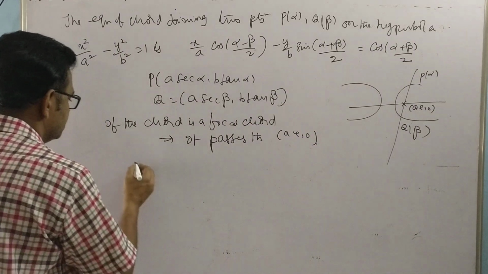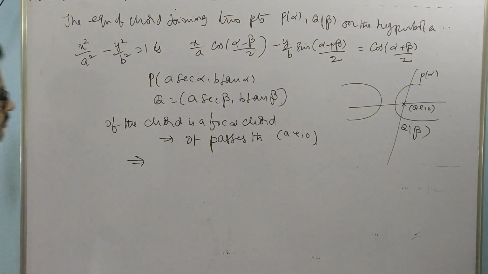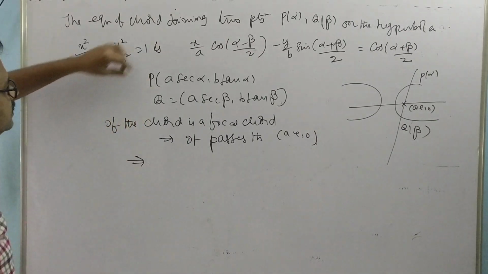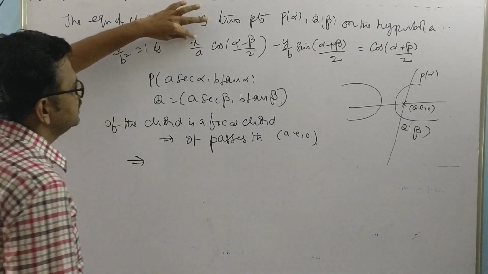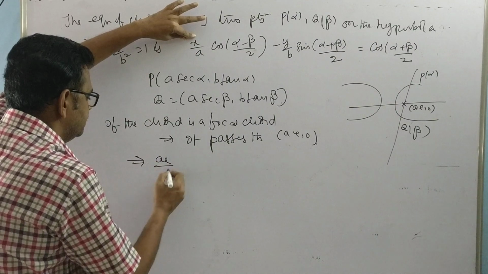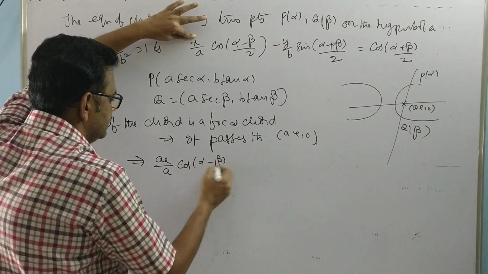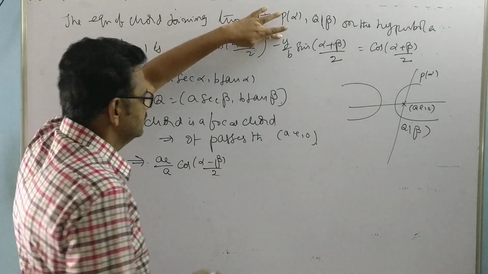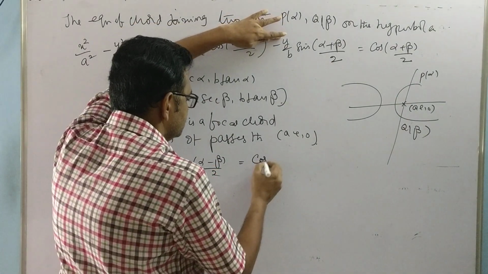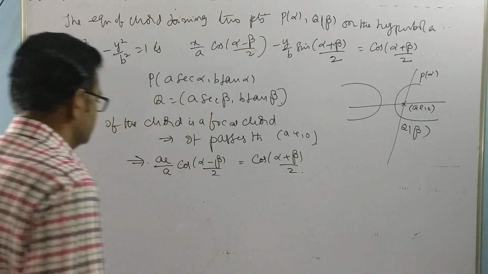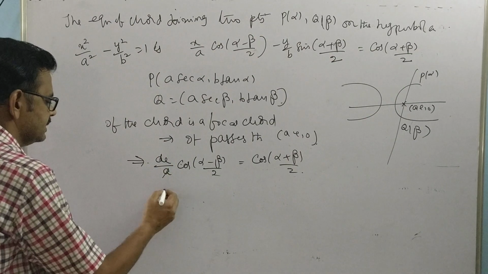Then implies what? It passes through E. So, in place of x and y, write AE comma 0. So this is AE by A into cos of alpha minus beta by 2, and this is 0, is equal to cos of alpha plus beta by 2. So these two get cancelled.